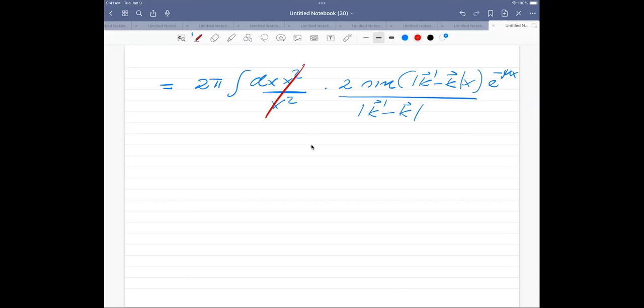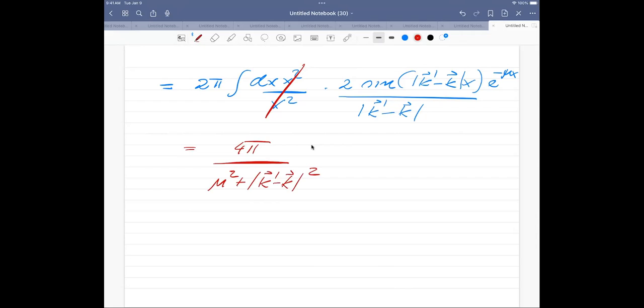So that means that when I integrate this one, what I'm going to get now is a 4 pi over mu squared plus k prime minus k squared. And you may have seen that result before. Okay, so that's the term which I get when I do that.